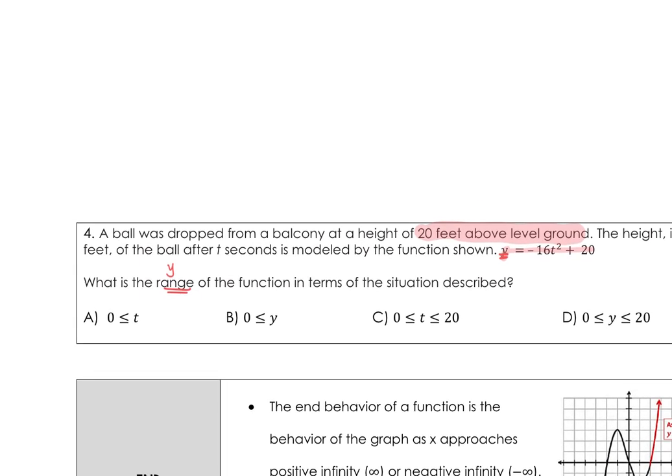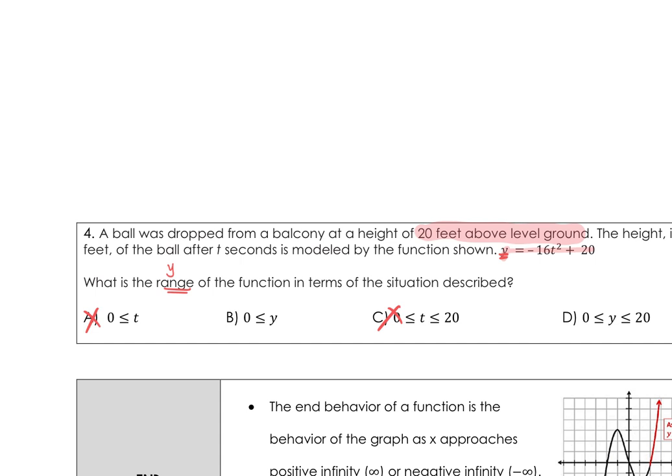This is a multiple choice question, which means we can use some process of elimination. We can already cancel out which ones aren't going to be the range, because range is y. It's not A, it's not C, because those are talking about time, and the time is representing seconds. What we are looking at is this y value, which is representing height. So now all we have to decide is what are the possible values for the height.